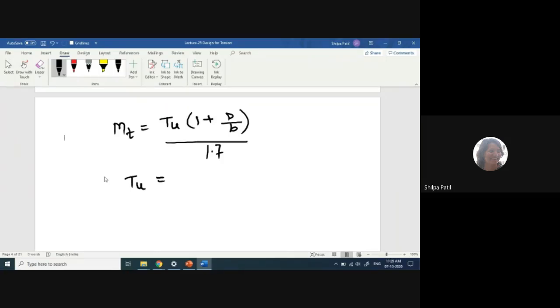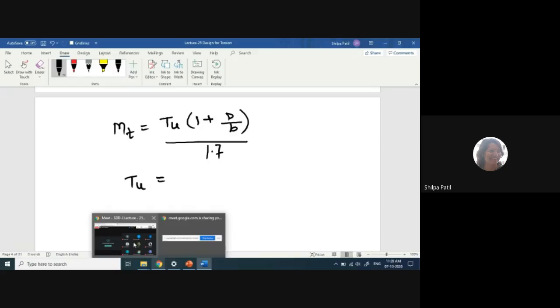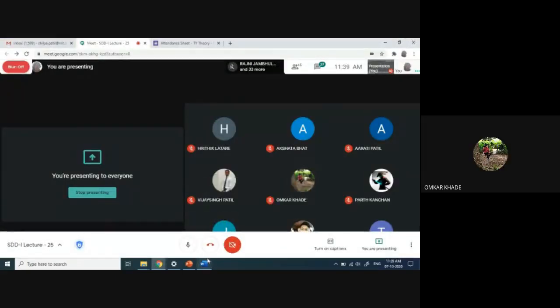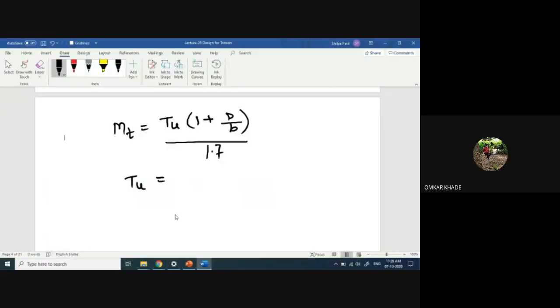What is TU? 52.98. 52.98 kilonewton meter. Okay, so this is our final answer. TU is equal to 52.98 kilonewton meter is the final answer.